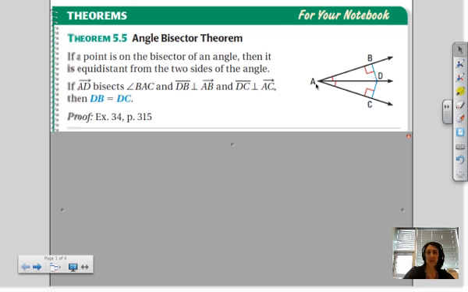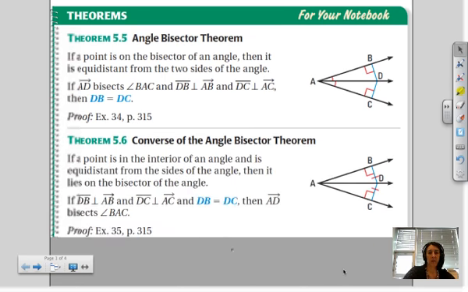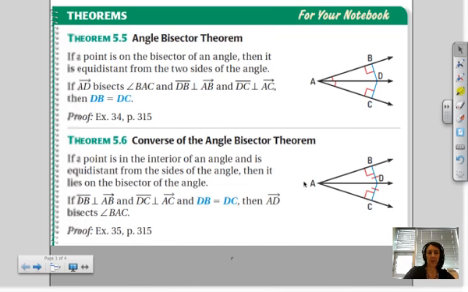But if D is on the bisector, then it's equidistant. Again, in other words, distance DB is equal to distance DC, and of course segment DB is congruent to segment DC. The converse, we can just flip that. We're going to flip the if and then. So if a point is in the interior of an angle, and we know it's equidistant from the sides of the angle, then it lies on the bisector of the angle.